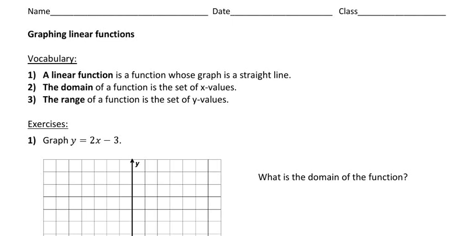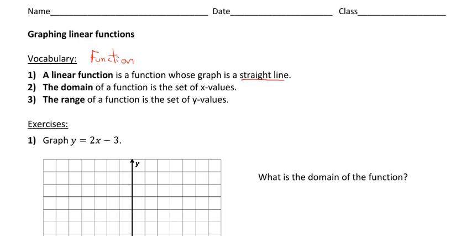First of all, you will need to know what a function is, which I did not include here in the vocabulary, but you definitely need to know what a function is. A function is a relation where each value of x corresponds to only one value of y. So each value of x corresponding to only one value of y is what makes a function. And then we have a linear function. A linear function is obviously a function that creates a graph that is a straight line.